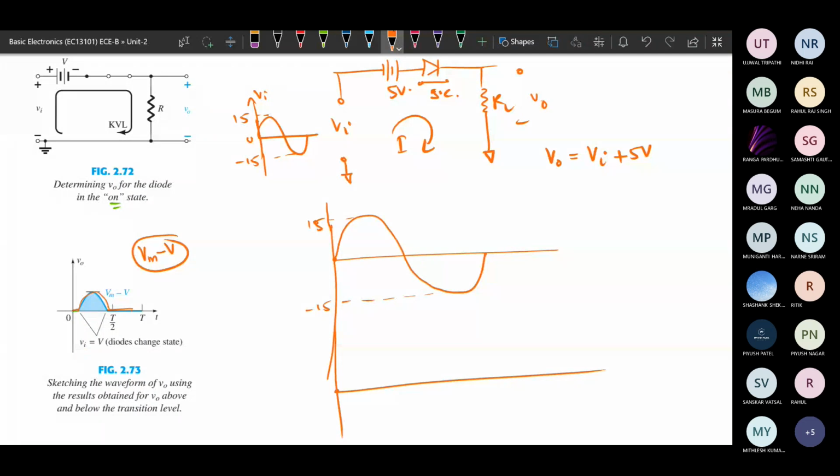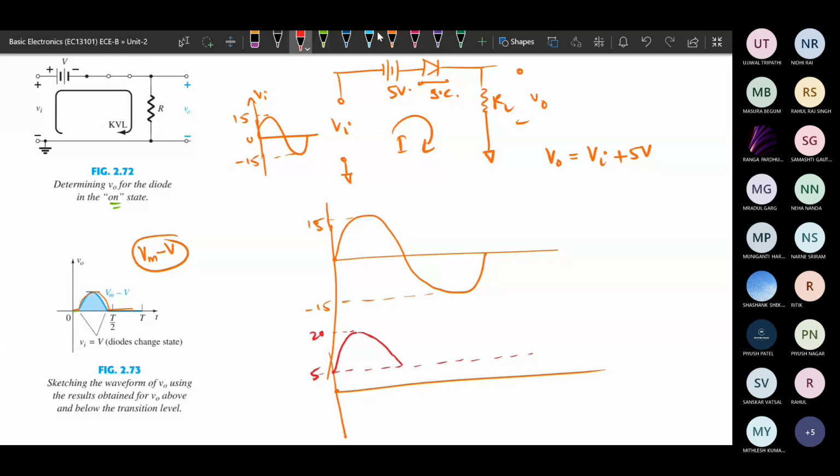So from there we can see, if it is 0, we will not be getting the output from 0, we will be getting the output from the plus 5 volt. Okay, so this is the plus 5 volt. Suppose this is the plus 5 volt, so we will be getting the output not only from 0, it will be getting from the plus 5 volt, and we will be reaching the maximum plus 5 plus 15, that is, that maximum value will be going up to 20 volt.